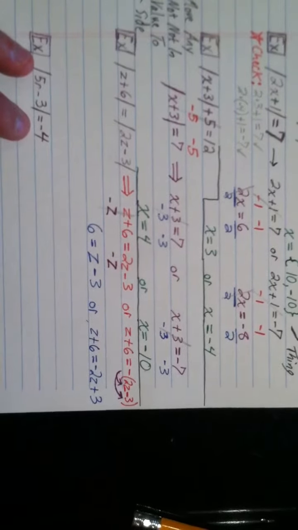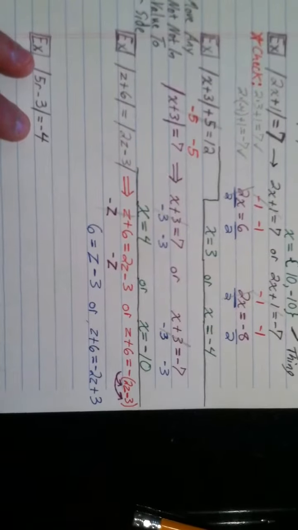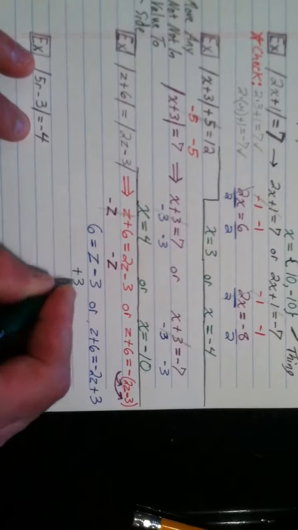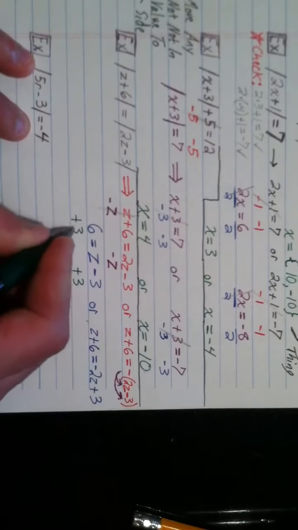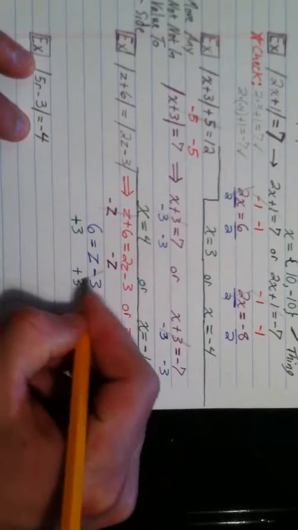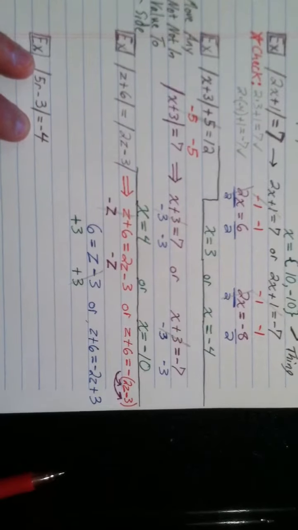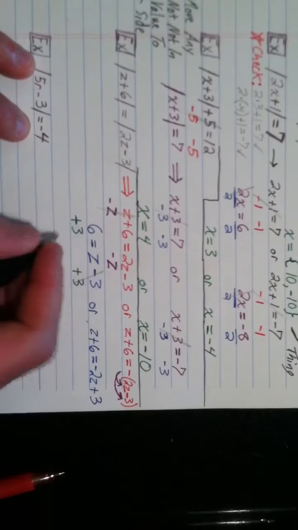Okay. Our first equation here only has one more step to solve. We add 3 to both sides to cancel out those 3's and get z by itself. Six plus 3 gives you 9.